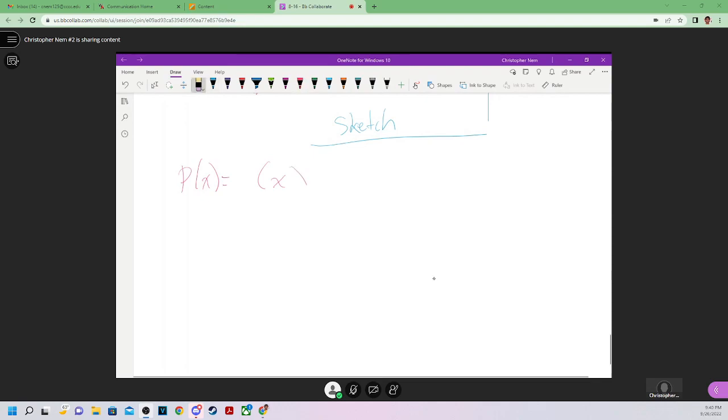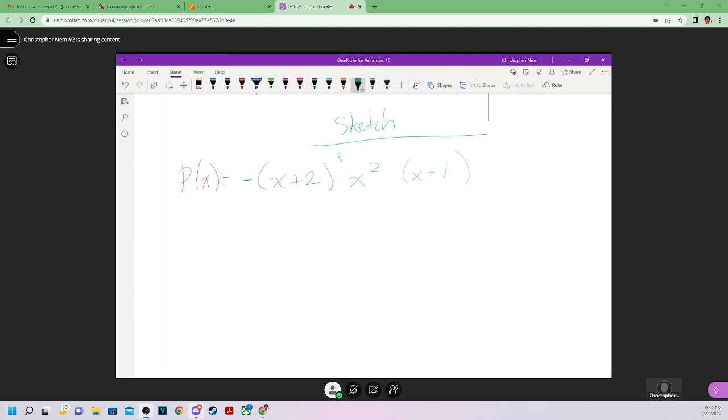x plus 2 cubed, x squared, times x plus 1. And I could put a negative here. All right. All the negative means is that it's going to reflect across the x-axis.